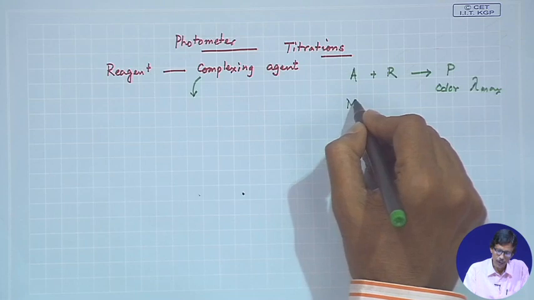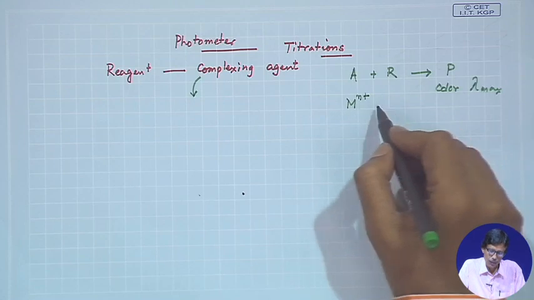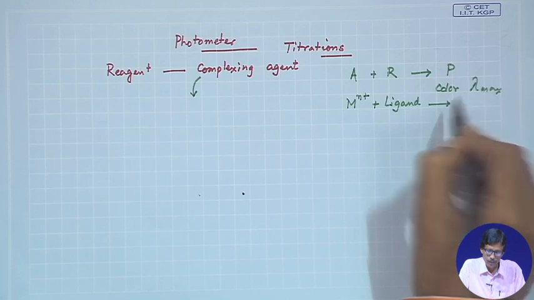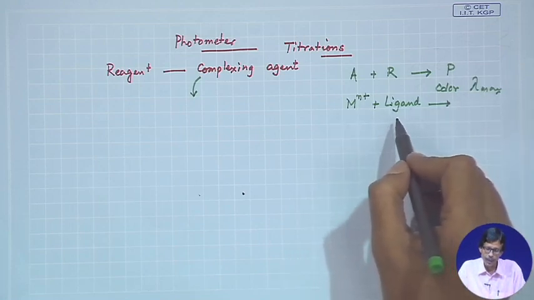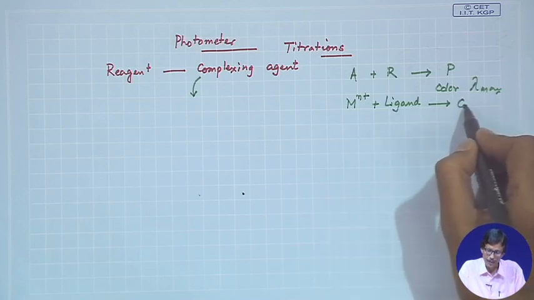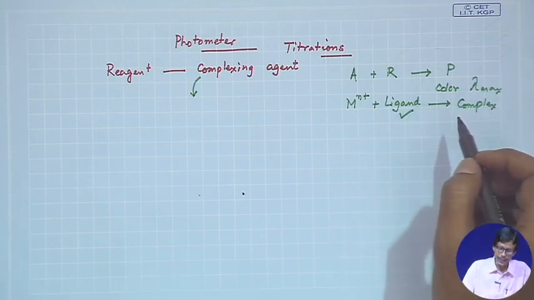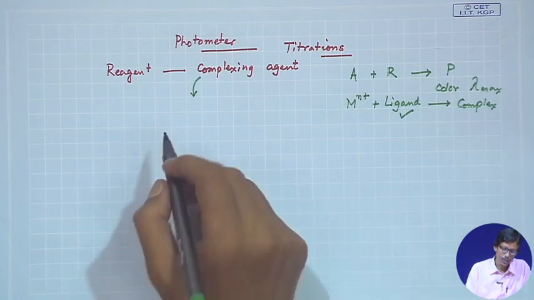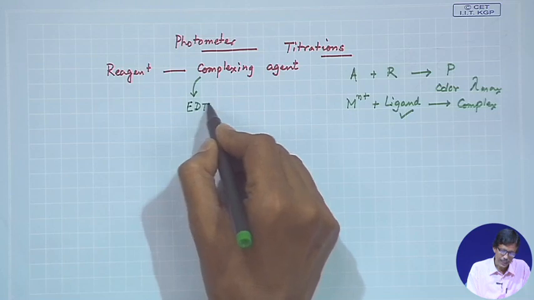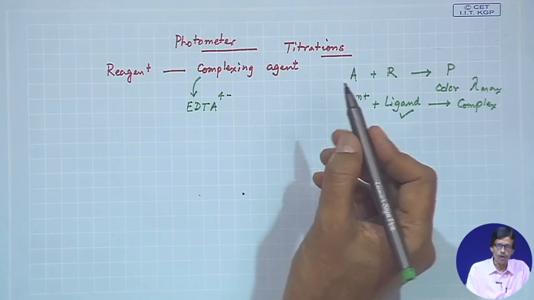So, A will be your analyte, which, as I already told you several times, can be the corresponding metal ion, and this can be your ligand. As we all know, the metal ion when reacting with the ligand anion or the neutral ligand gives you the corresponding complex. So, we call this ligand a complexing agent, and as we discussed earlier, one very good complexing agent is EDTA, ethylenediaminetetraacetic acid, in the tetraanionic form.